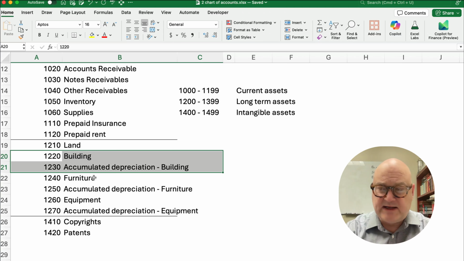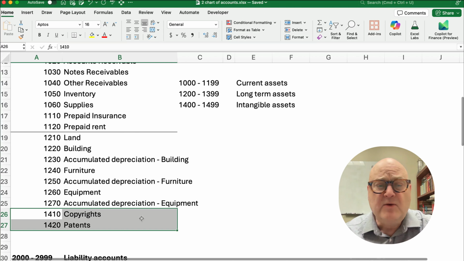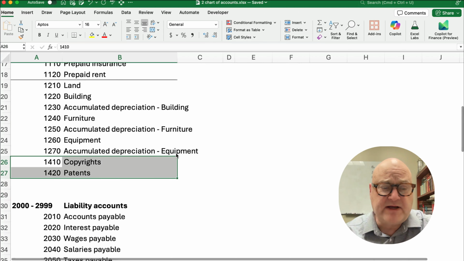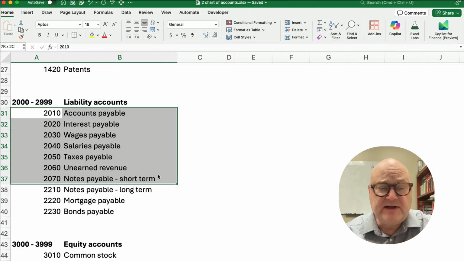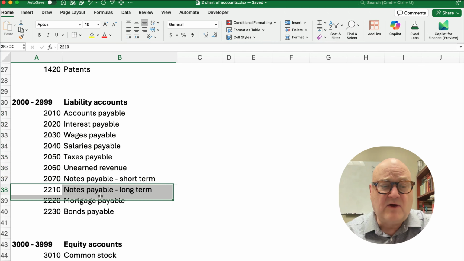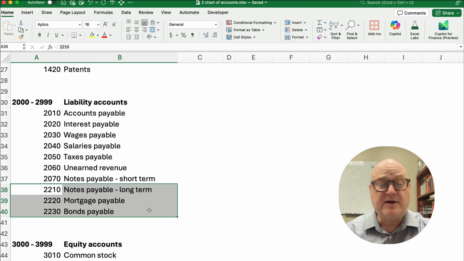You can have parent and child accounts if you need that, where they'd roll up into the parent account if you want to do something like that. Then here we would have intangible assets in the 1400s. What about liabilities? You could do the same thing with the 2000s for liabilities, and you could easily have the current liabilities first and then the long-term liabilities with higher numbers. So anything above 2200 would be the long-term liabilities.